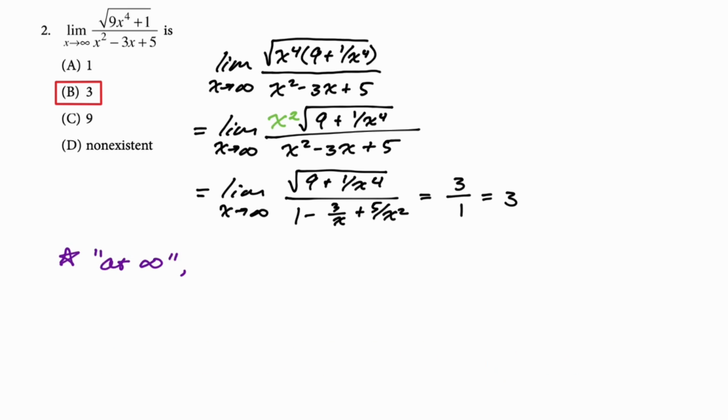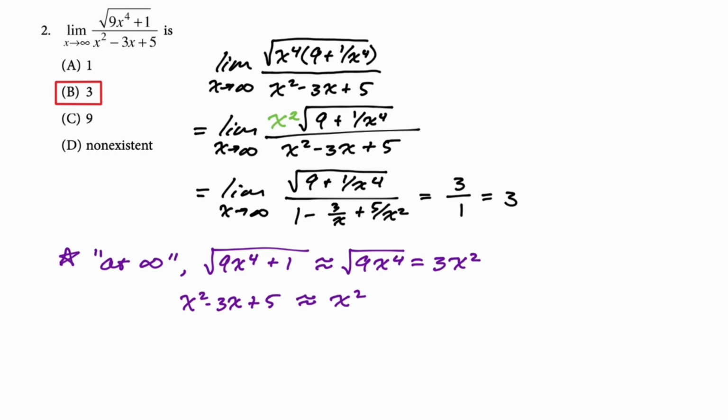So I'm going to say at infinity, the square root of 9x to the fourth plus 1 is basically just the square root of 9x to the fourth, because what is that plus 1 really doing? And then that is 3x squared. Similarly, the x squared minus 3x plus 5, basically just x squared, right?